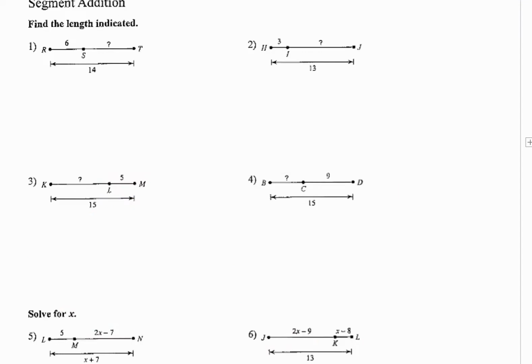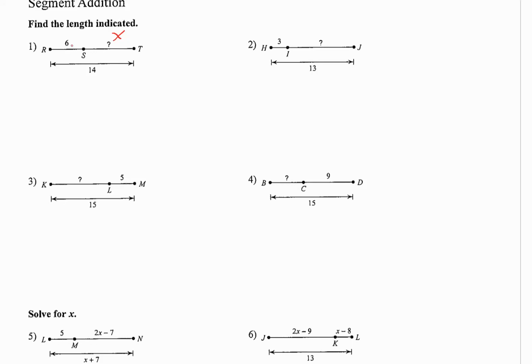All right, and if we go down to the next page, what we have here is called segment addition. For segment addition, they have this line here. They have RS and ST, and if you put it as one segment, it's RT. So it has these two parts in it, RS and ST. They want us to find this length here, so I'm going to call this length X, or ST.